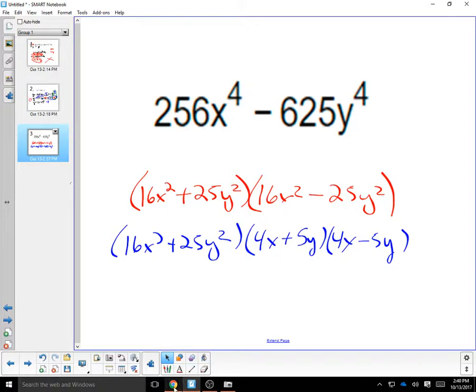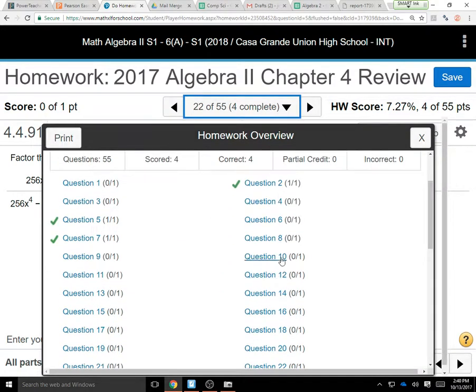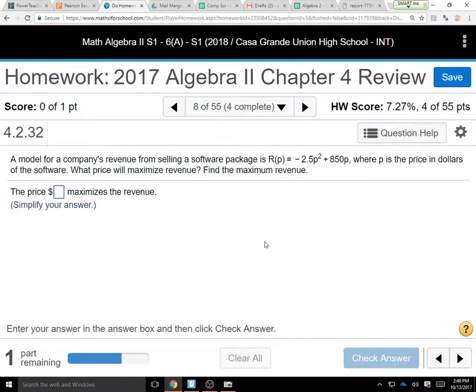All right, what else you guys got? Oh, number ocho. Wait, I already got that one. A model for a company revenue from selling software packages. Here's the model, where P is the price in dollars. What's the price that will maximize the revenue?